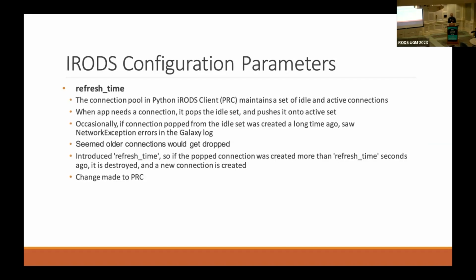So the refresh time, basically in Python iRODS client, PRC, when you have a session, you have a connection pool. Connection pool has an idle set and then an active set. So when you want a connection, first, you check the idle set. If there's something there, you pop it and you use it; before that, you have to move it to the active set. So what we observed was that sometimes when you popped a connection from the idle set, we would get a network exception when we wanted to operate on it.